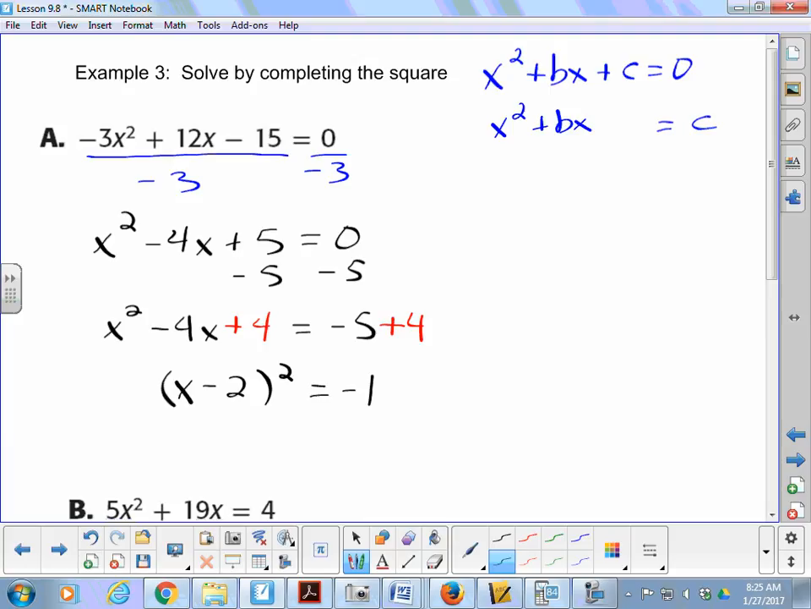One thing to remember is that this number that I'm adding to both sides will always be positive. Okay, it can never be a negative number. It's always going to be positive. Well, in this case, though, what happens? When I go to take the square root of both sides, we get x minus 2 equals the square root of a negative number. Can we take the square root of a negative number? Okay, no, we can't. So in this situation, there are no real solutions.